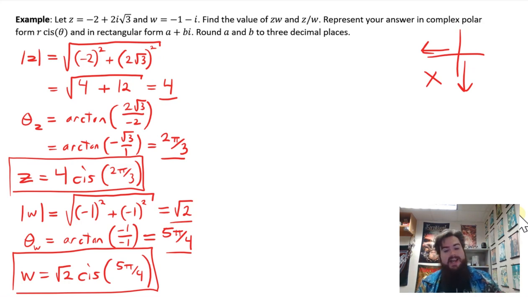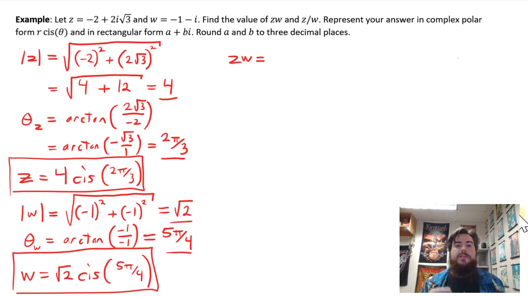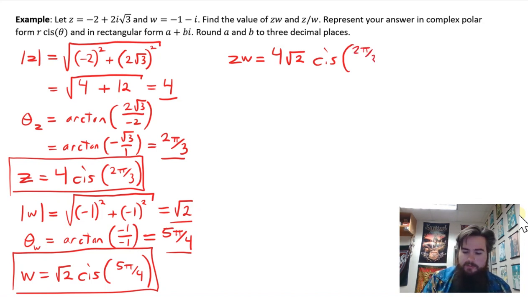With that information, we now can do the multiplication and division using the complex polar product and quotient rule. For zw, by the product rule, what we're going to do is multiply the moduluses. So we're going to take 4 times the square root of 2. And then with the angle measures, the arguments, we are going to add them. So that'll be 2 pi over 3 plus 5 pi over 4. 4 square root of 2 is as simple as that can get.